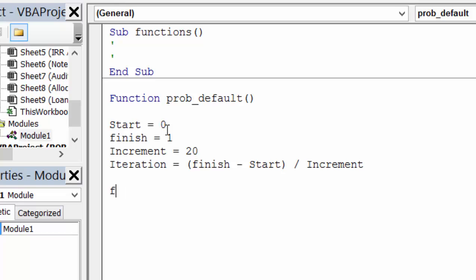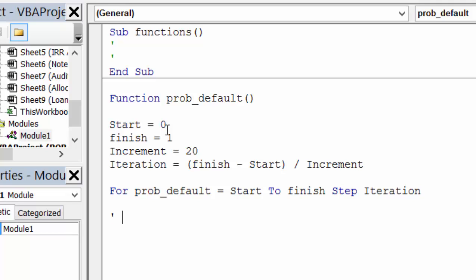then make a for loop, and this is the key, for, and we're going to put, this time we can put probability default equal start to finish, and we step by iteration. I think sometimes I step by increment instead of iteration. And then right now, then we'll calculate the difference. That's what we really need to do.